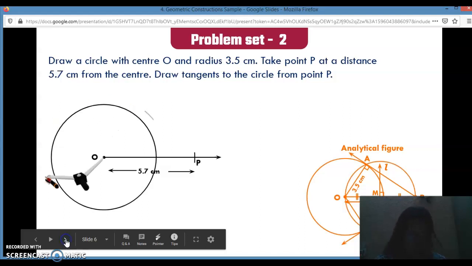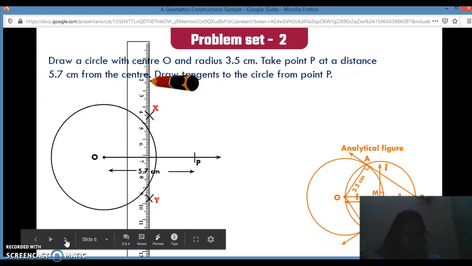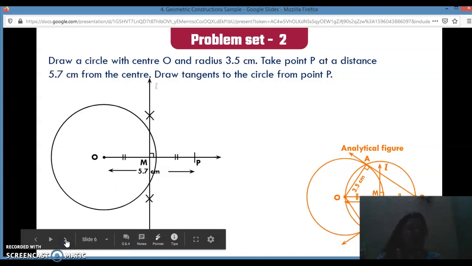What I will do is I will take more than half of OP and I will draw an arc from point O, and I will draw an arc from point P. So these are two arcs which I have drawn by taking more than half of line segment OP. I will name the intersection points X and Y and I will join them by a line. I have given this line the name line L.